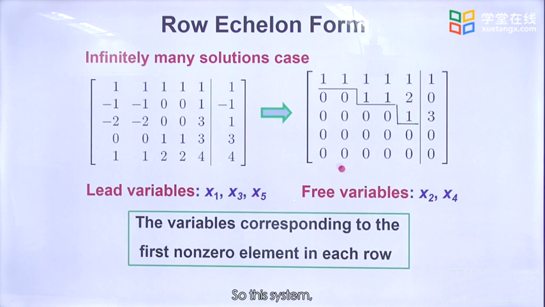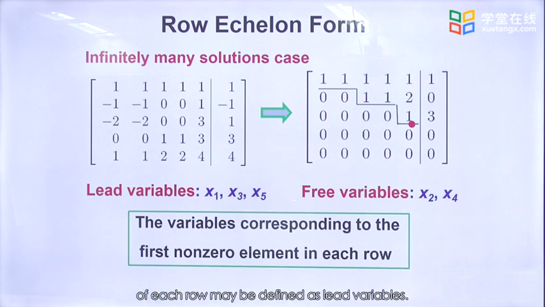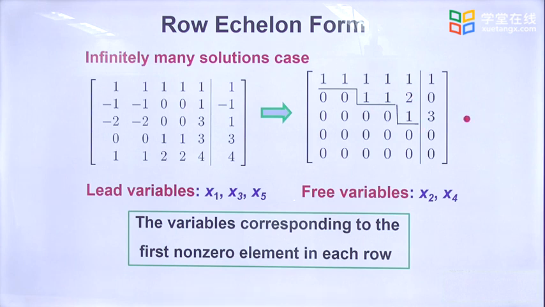So this system, you can have lead variables. x1 here, x3 here, and x5 here, they are lead variables. The variables corresponding to the first non-zero element of each row, we define as lead variables. And all the other variables, for example x2, are free variables. For free variables, you can assign arbitrary real numbers. So this linear system is consistent. We have infinitely many solutions for this linear system.